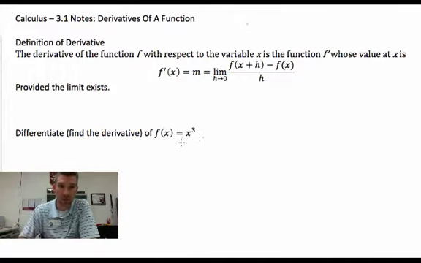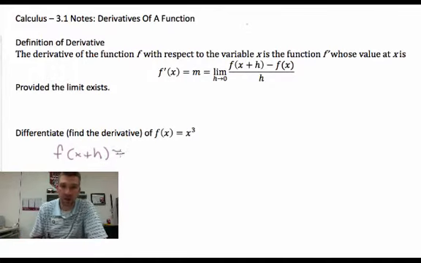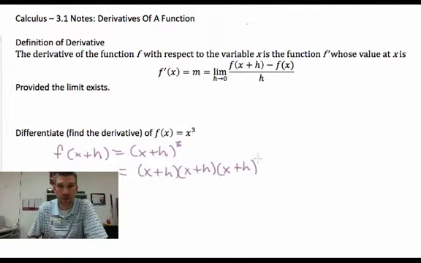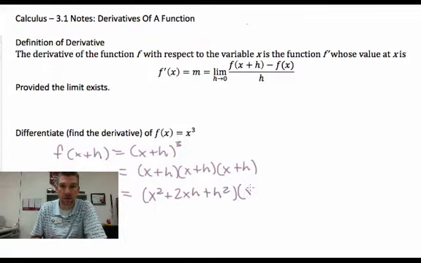We need to know what our function is, and our function is f of x equals x cubed. We need to know what f of x plus h is. And so when we're working f of x plus h, we're just taking that x plus h and cubing it. And when we do that, let's just do it in pieces. What if I did this right here? Isn't that the exact same thing as x plus h cubed? So then FOIL out the first two guys, and you're going to get x squared plus 2xh plus h squared times x plus h. And then everything in the front times everything in the back.